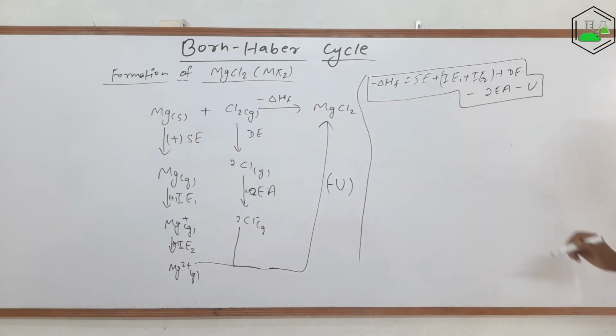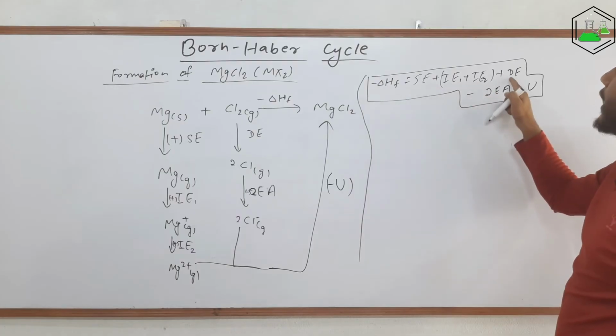Look here, how many terms are over here? 1, 2, 3, 4, 5, 6, 7.